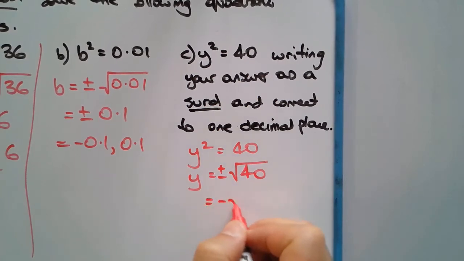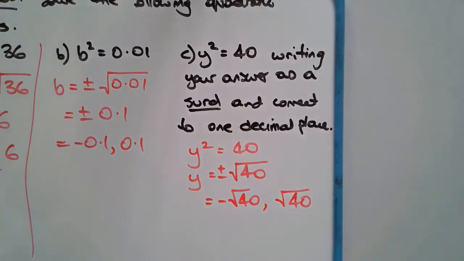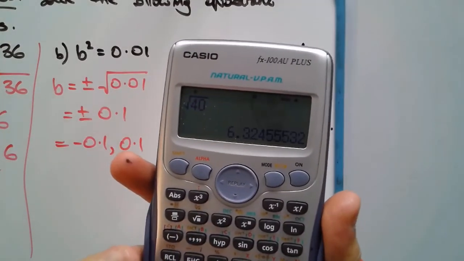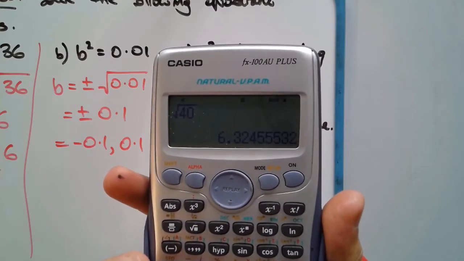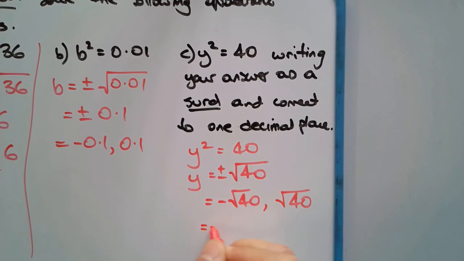If we separate out those answers, we get negative square root of 40 and also positive square root of 40. But it also asks us to find the value to one decimal place. So as a decimal, it's 6.3, correct to one decimal place. So it's equal to negative 6.3 and also positive 6.3.